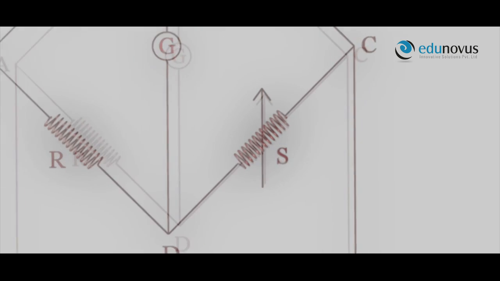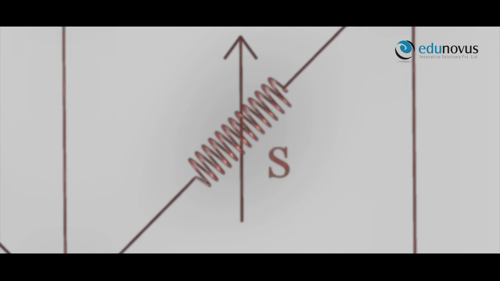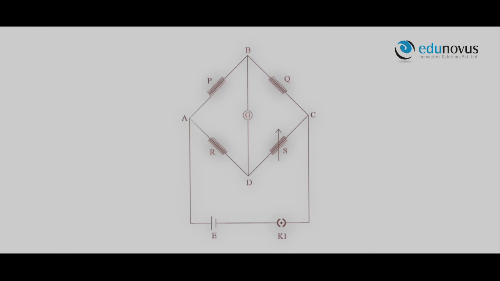Now, adjust the variable resistance S until the deflection in the galvanometer becomes null. While there is no current through the galvanometer, the bridge is said to be balanced. That is, the voltage difference between points B and D is 0. At this condition, the current flowing through the resistances P and Q is I1, and the current flowing through the unknown resistance R and through resistance S is I2. As we said earlier, the points B and D are at the same potential.